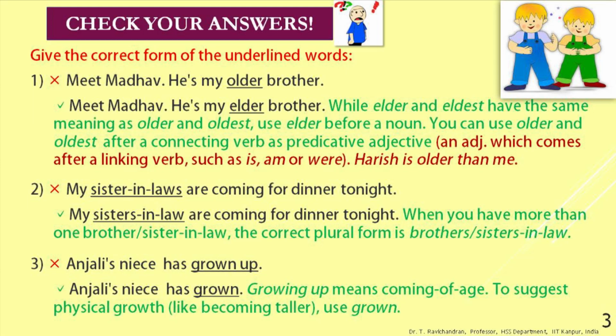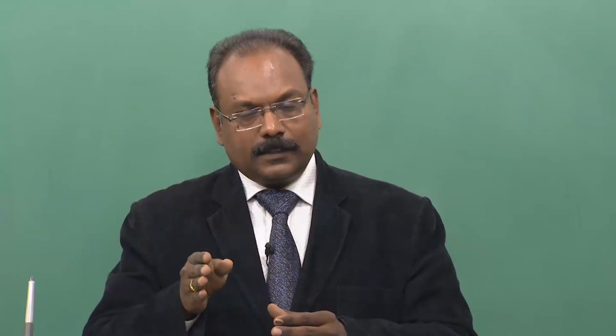The correct form is, my sisters-in-law are coming for dinner tonight. Sister-in-laws is actually Indian English, an Indianism, which is commonly used but incorrect. What is the explanation for using sisters-in-law in plural form? When you have more than one brother-in-law or sister-in-law, the correct plural form is brothers-in-law, sisters-in-law, not in-laws. It should go with brothers, sisters.